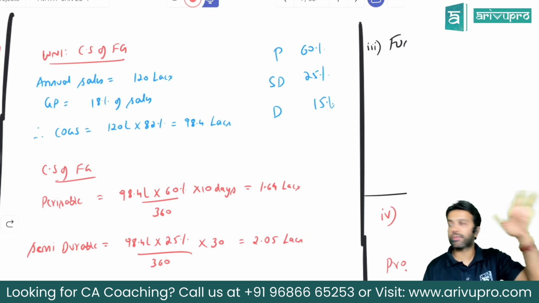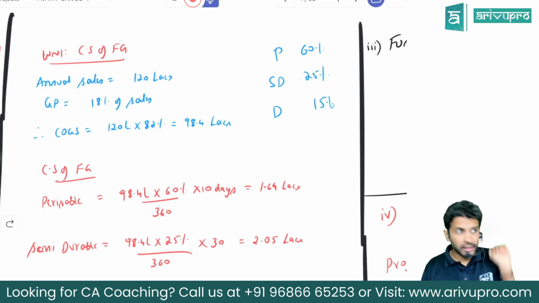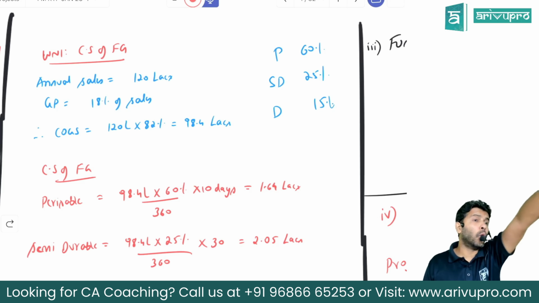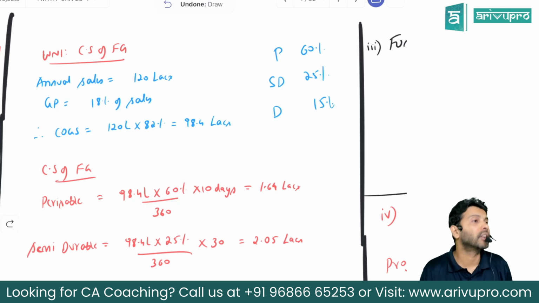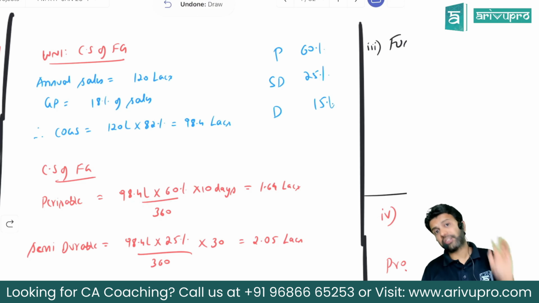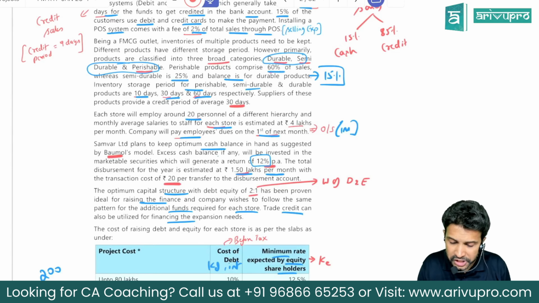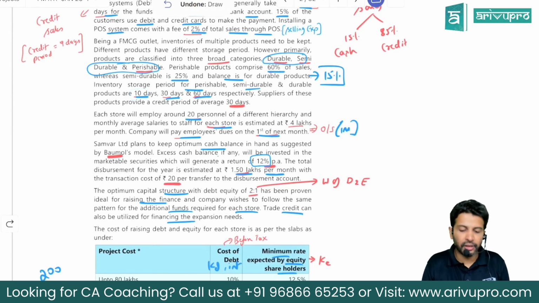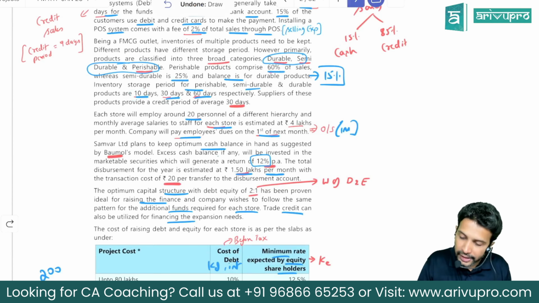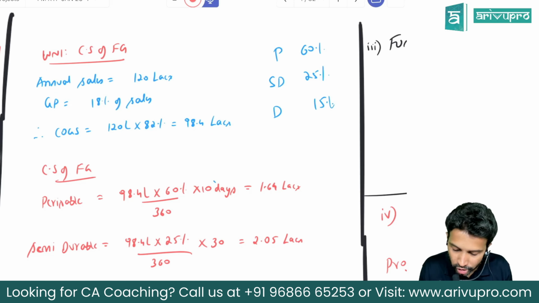98.4 lakhs, 60% is 59.04. That 59.04 is the total stock of perishable goods for the whole year, meaning that is for 360 days. Will you maintain the entire 360 days of stock as closing stock? No. On an average, how much perishable goods do we store? We maintain stock of perishable goods only to the extent of 10 days. So for 10 days, how much do we get? We need to cross multiply and get it.